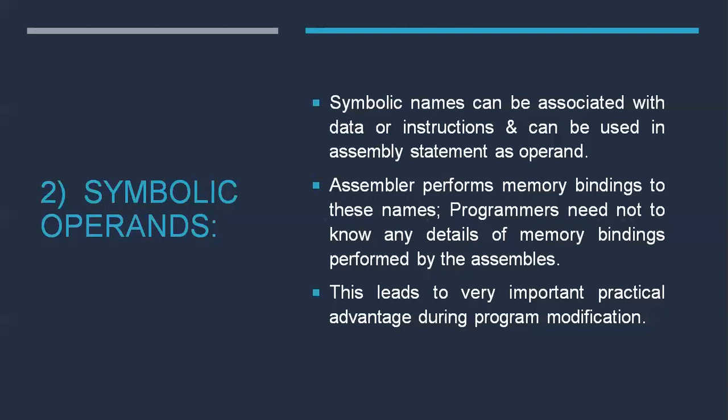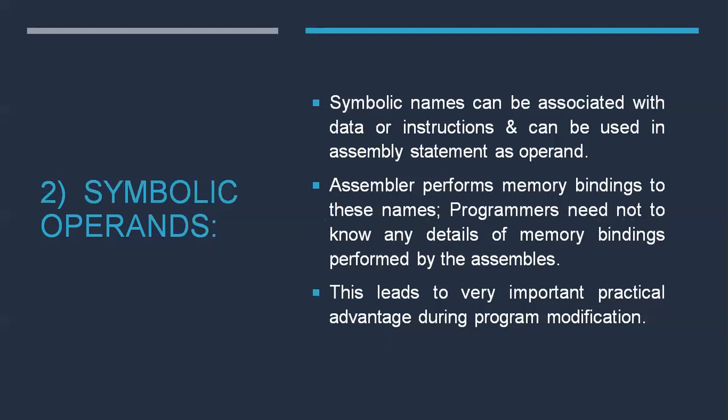So it is very easy for me to remember symbolic names. The assembler performs memory bindings to these names. The programmer need not know any detail of memory binding performed by the assembler. In the example I have given, C equal to A plus B, the programmer is not at all interested, nor is there a requirement to see how exactly memory binding is done. The programmer only knows A is nothing but 10 and B is nothing but 5. How it is saved is none of his business. Symbolic operands give this much feasibility to the programmer to do any instruction.